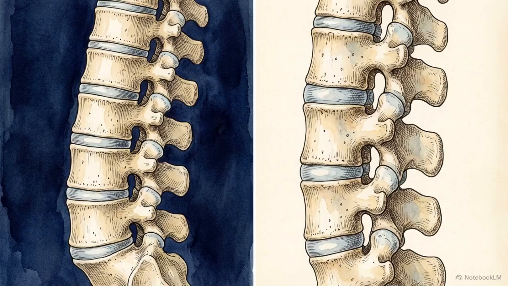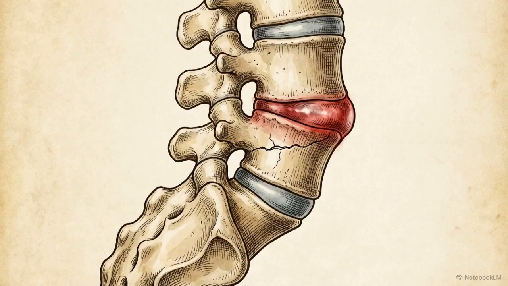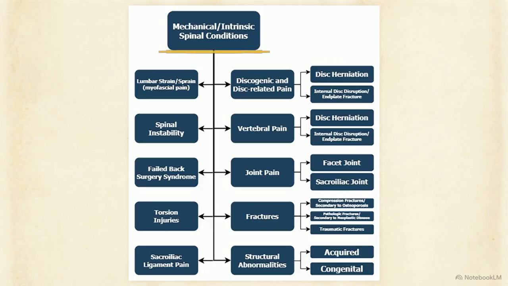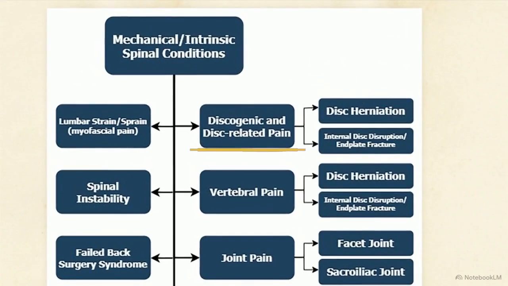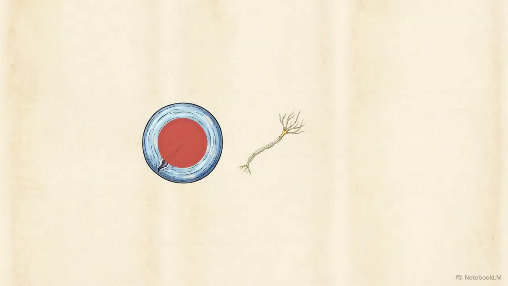The first diagnostic domain covers the mechanical or intrinsic spinal conditions. These structural failures account for the predominant number of low back pain cases in clinical practice. This flowchart maps the primary mechanical etiologies by their anatomical origins. Discogenic pain originates from intrinsic decay. When the nucleus of the disc creates a non-complete annular tear, it triggers an inflammatory ache transmitted through the sinovertebral nerves. Contrast that with disc-related pain.